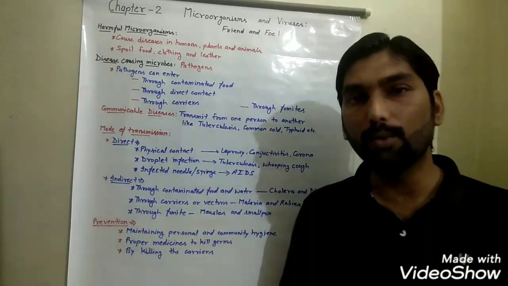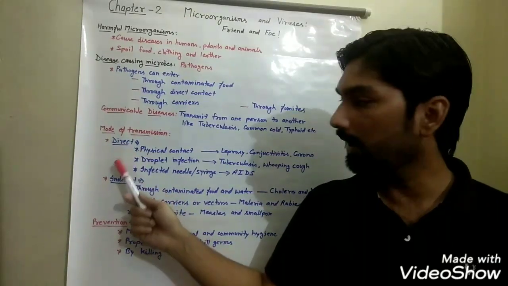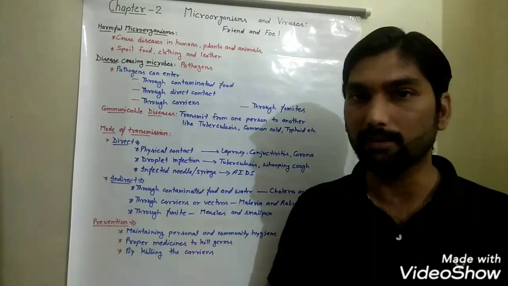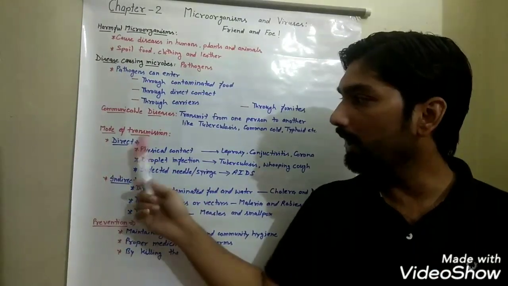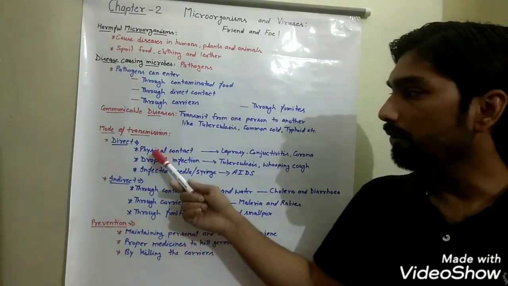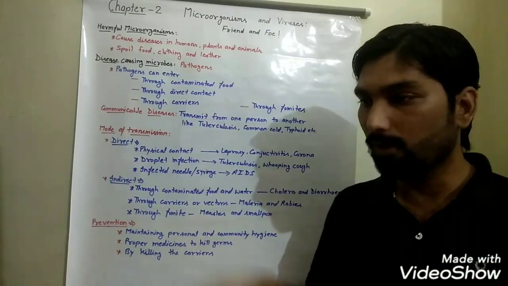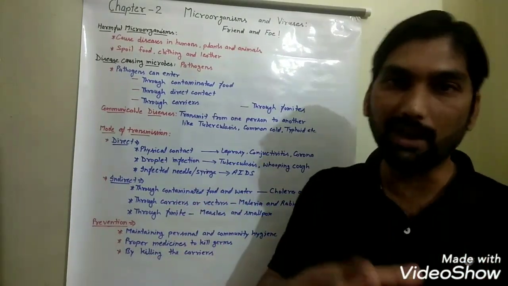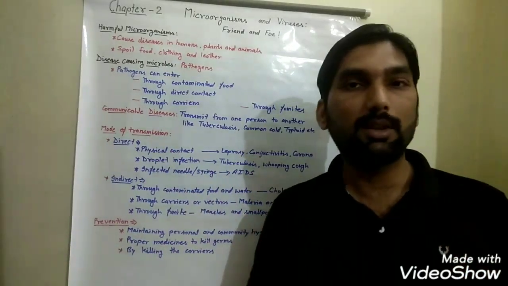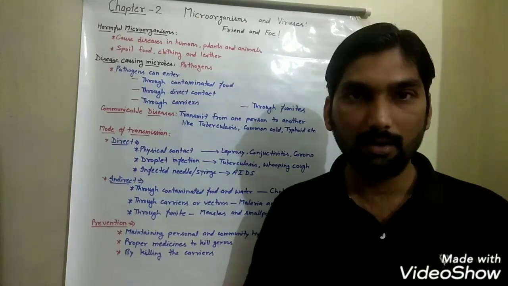There are two modes of transmission. The first one is direct and the other one is indirect transmission. So first we will see direct transmission. In the direct method, the microbes can transmit directly from an infected person to a healthy person by physical contact.